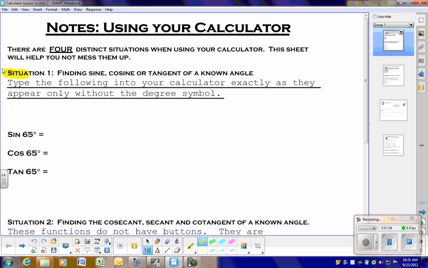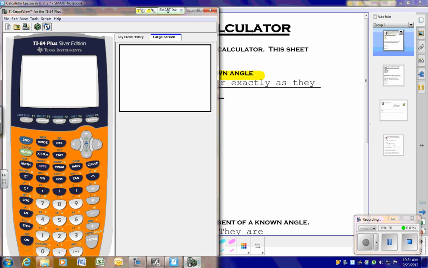So the first situation is when you're asked to find sine, cosine, or tangent of a known angle. The problem would look something like this: sine of 65, cosine 65. I happen to use 65 on all of these, but it could be any number that isn't related to our special families from the previous lesson. So sine of something, cosine of something, tangent of something. That's the first situation.